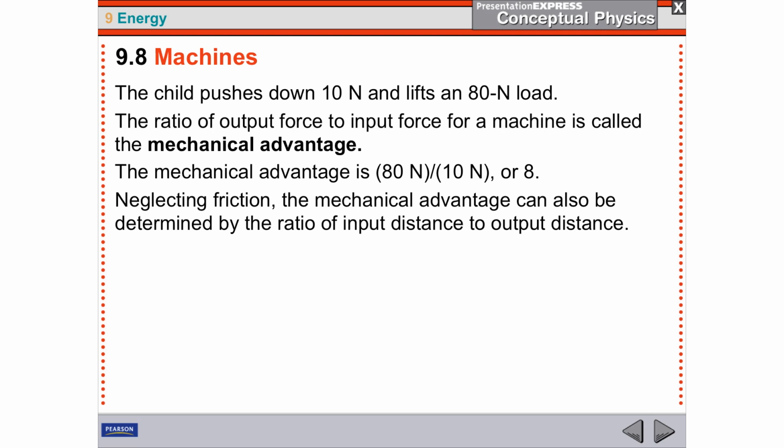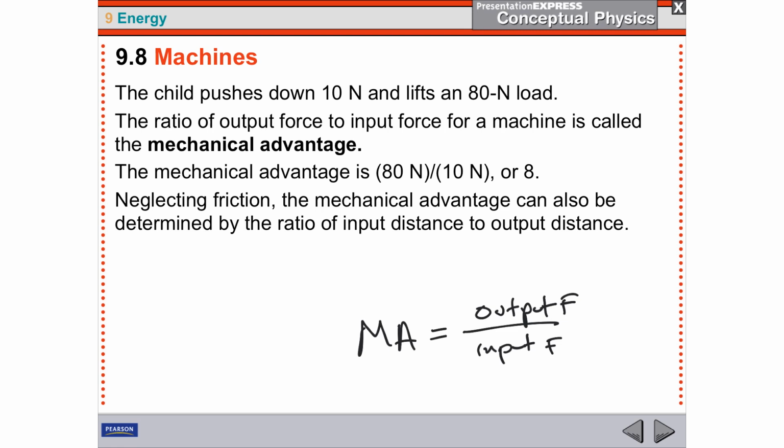Please write this down. Mechanical advantage, which I'll abbreviate, is the ratio, or fraction, of the output force to the input force. So if the output force is big and my input force is small, then my mechanical advantage will be a number greater than 1.